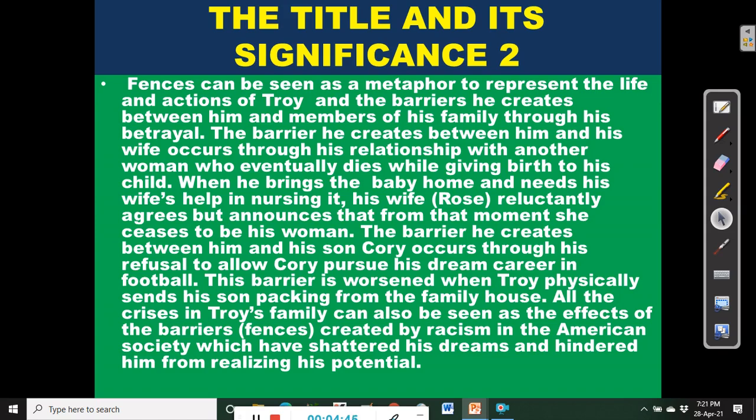But this causes a very serious conflict between the two of them. Now, this barrier is worsened when Troy physically sends his son packing from the family house. So at that moment that Troy sends Corey out of the house, the gate is locked and the fence is standing. That, of course, keeps Corey out of the house.